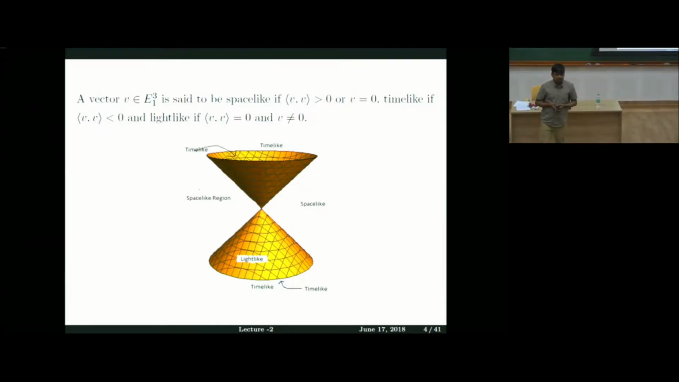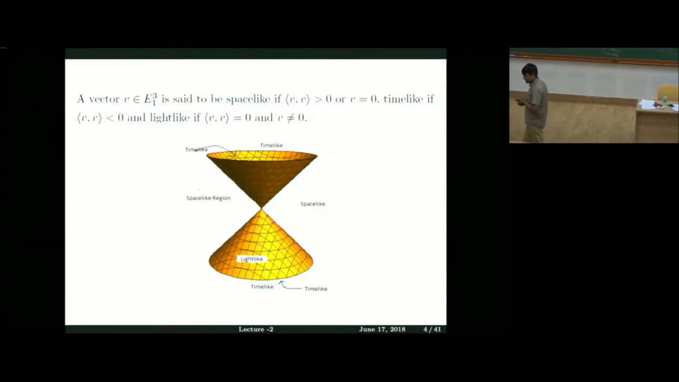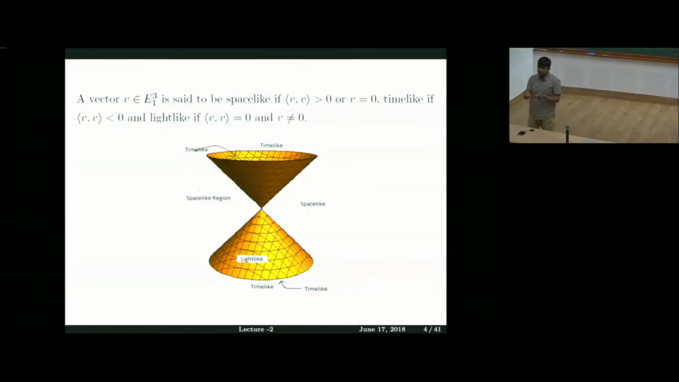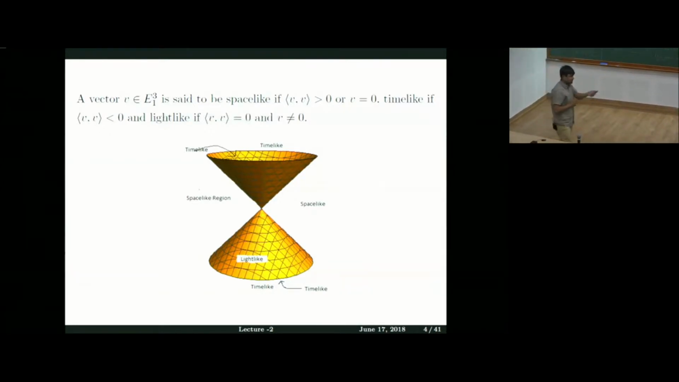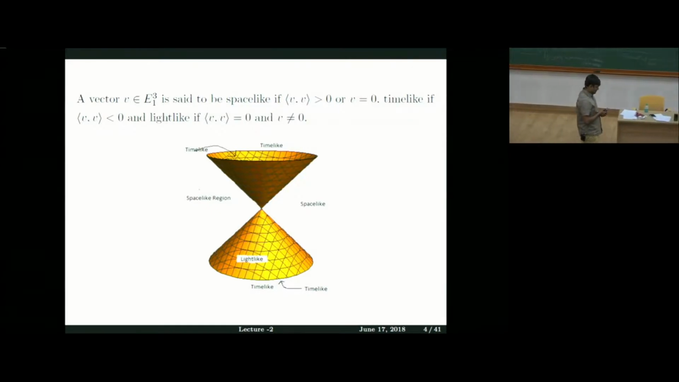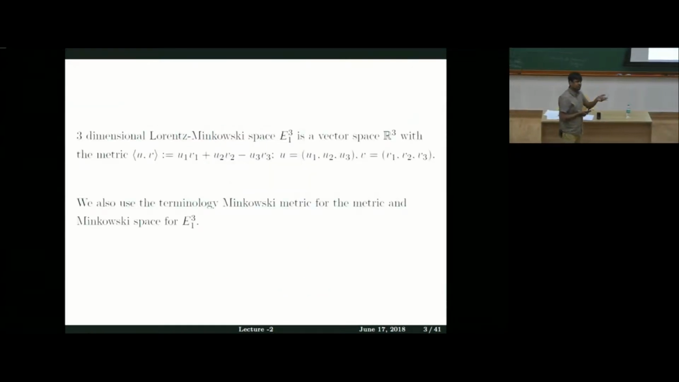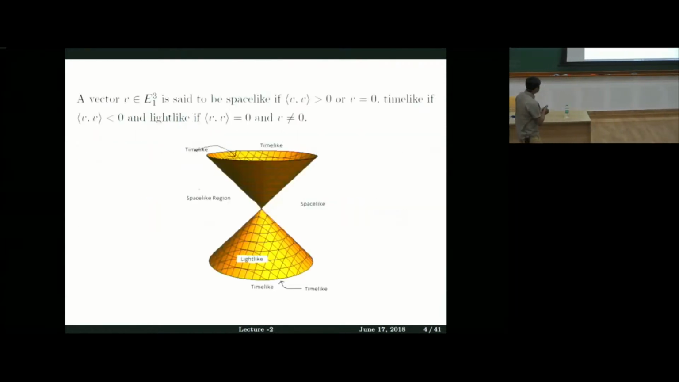Why? You just fix some basis of R13, meaning a basis of R3, and write down the matrix representation of the metric. You will see one entry is -1, so one eigenvalue is minus. In the standard basis, the eigenvalues are 1, 1, and -1.